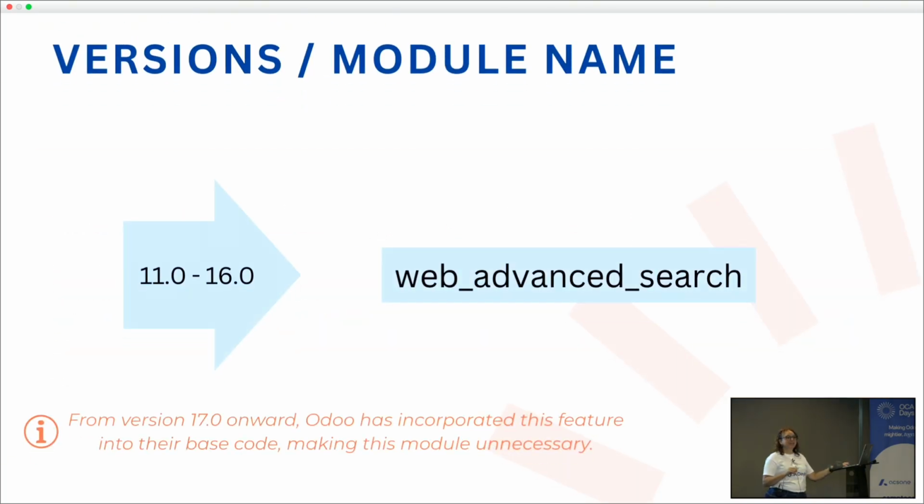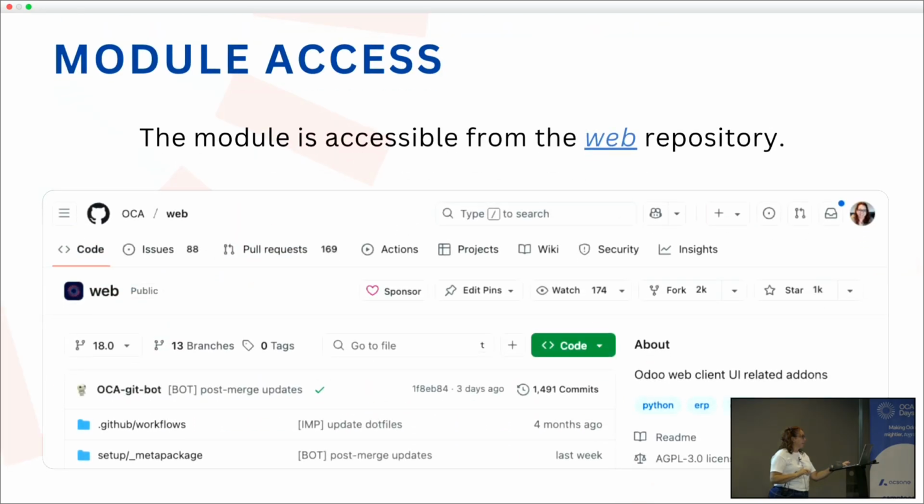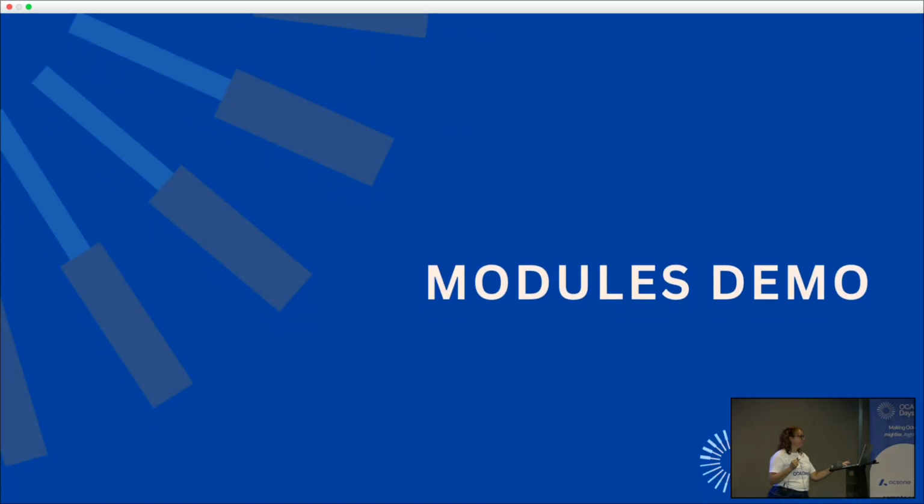From version 17, Odoo added this feature to its base. So it's now available on OCA from 11 to 16. It stopped at 16 because 17 is not needed anymore. Odoo added it into the base. Okay? So I will show you an example of how to use it. It's under the web repository. And then let's go to the demo.